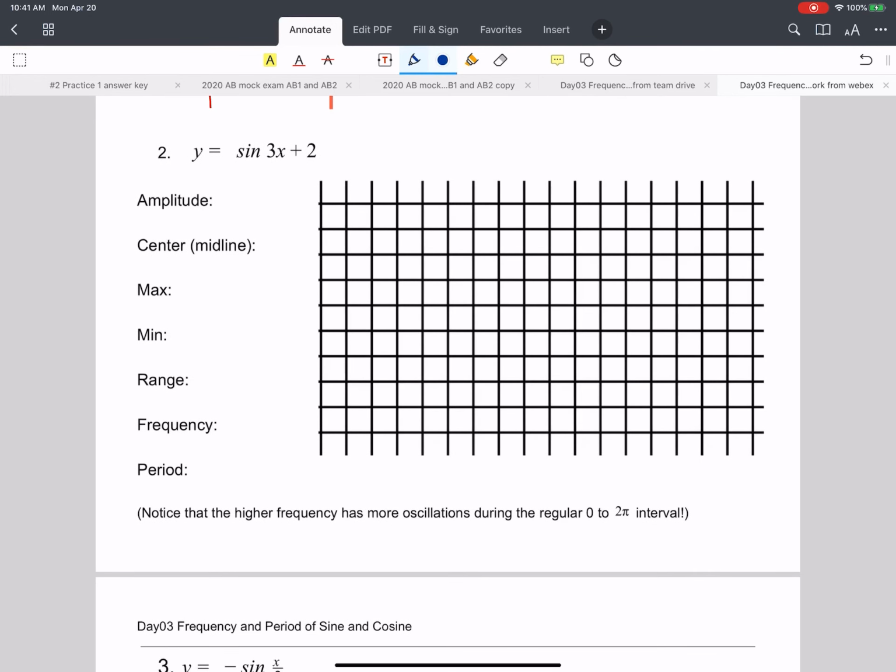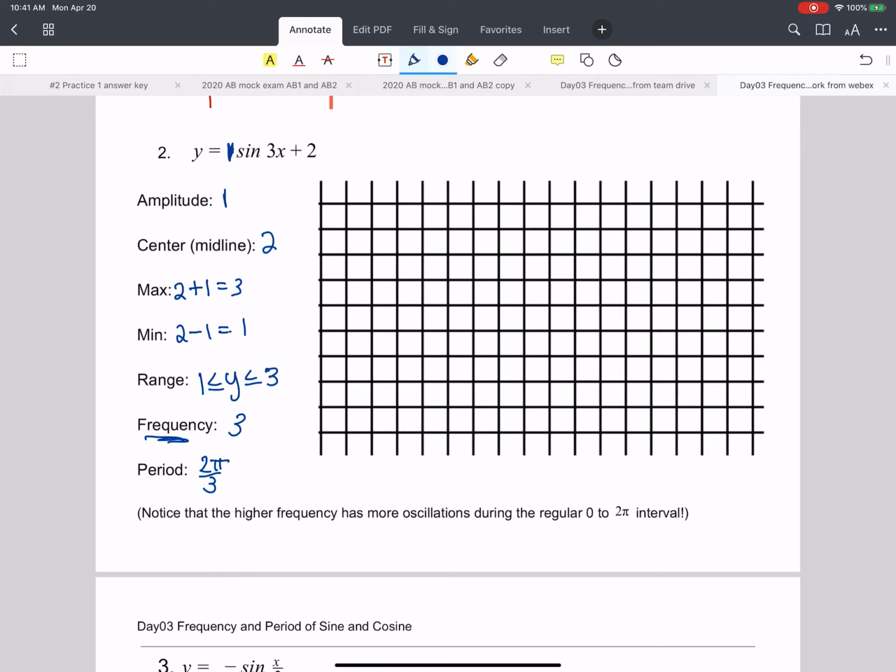Now for this next one. Okay, so I'll put the lines in later. Let's see, what's the amplitude? My amplitude, 1. My center, 2. My max is my center plus the amp. My min is my center minus the amp. Okay, my range is from 1 to 3. My frequency now. This time my frequency is 3. And my period is 2 pi over 3. Okay, and then we're going to do a comparison of this.